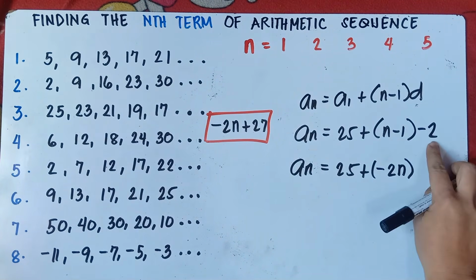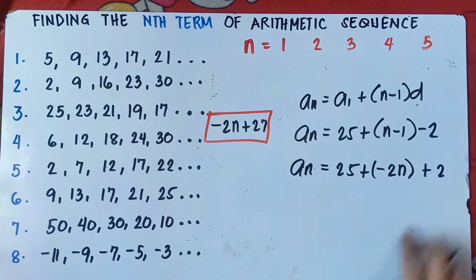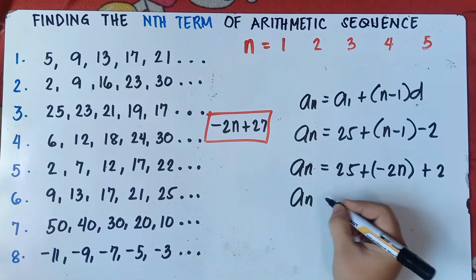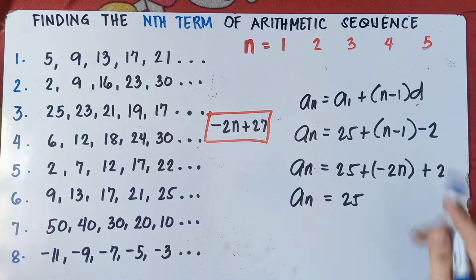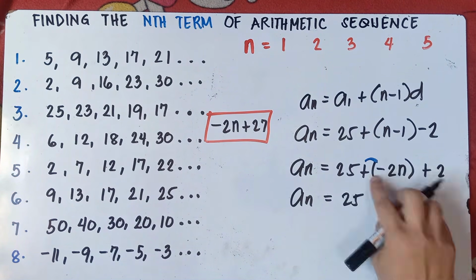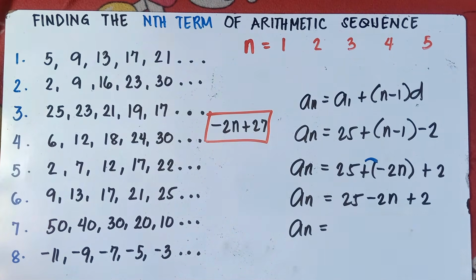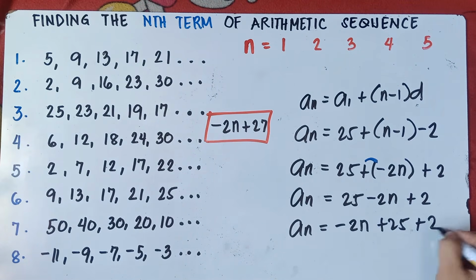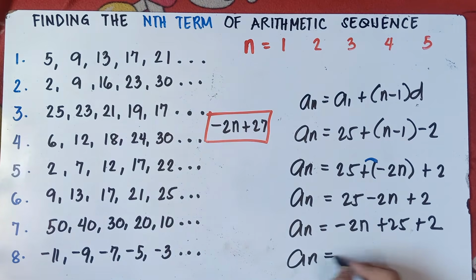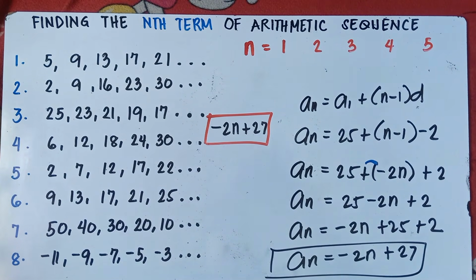Negative 2 times negative 1, that's positive 2. Alright, so we have a sub n, or the general term, 25, then positive times negative. We need to multiply this one. Positive times negative, that's negative 2n plus 2. And then we arrange. So this will be negative 2n, then positive 25 plus 2. So therefore, our general term is negative 2n plus 27, since 25 plus 2 is 27. So that's it. Alright, so that's how you answer number 3.